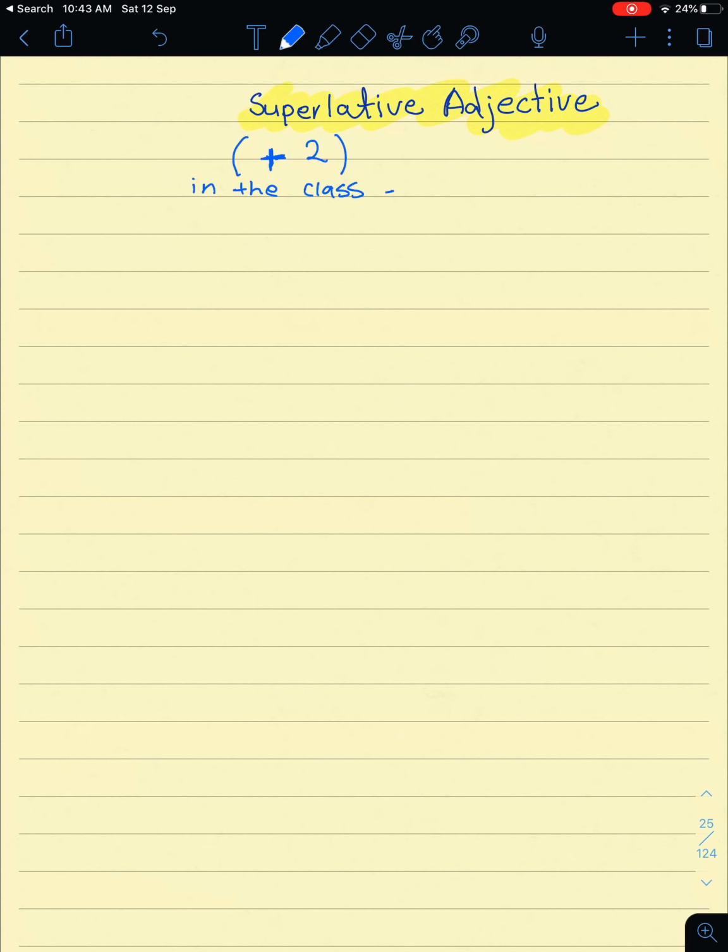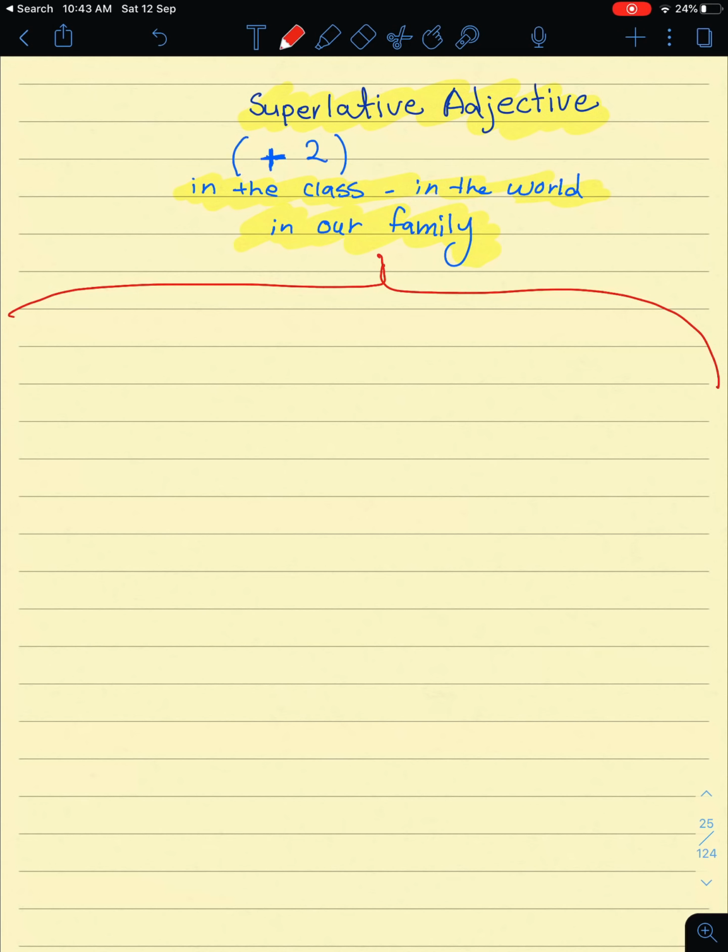And sometimes I can say I'm comparing someone, for example, شخص in the class ممكن، يعني أطول مثلا شخص في الفصل. In the world. في أحيانا أستخدم هالكلمات. وممكن أقول in our family. وبرضو هذه الكلمات تشير إلى أني أنا مقارنة بين أكثر من إيش؟ Yes, أكثر من شخصين عفوا أو أكثر من شيئين. لو تلاحظون حطيت plus 2.